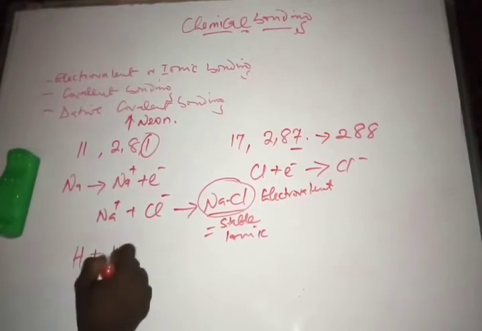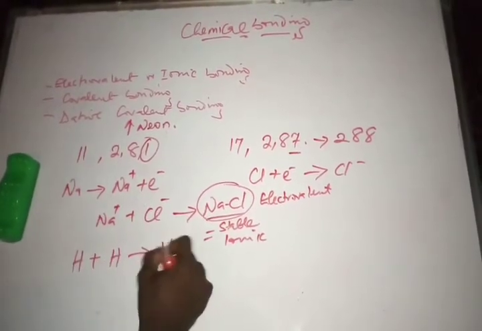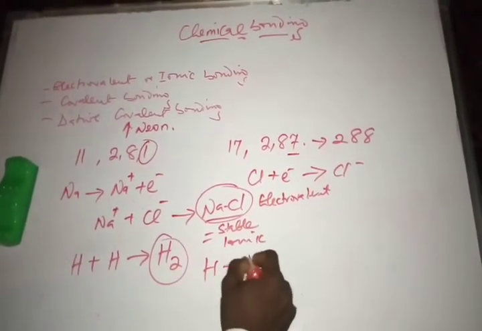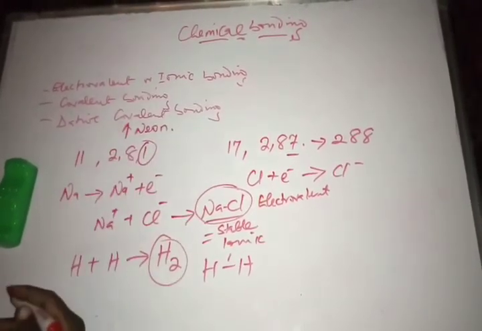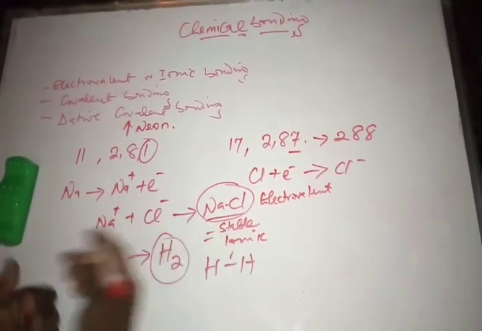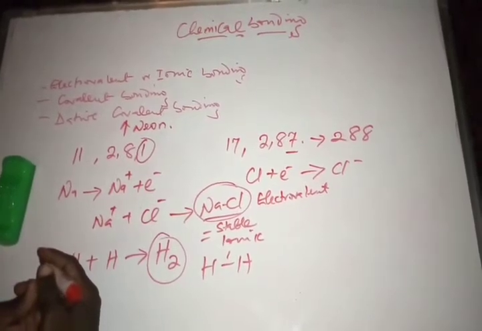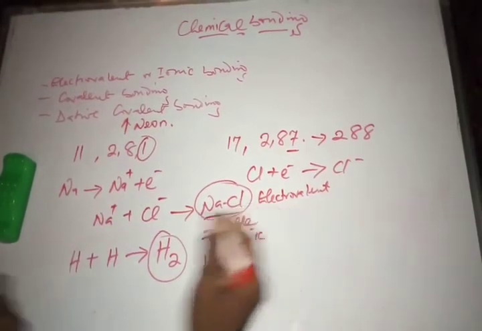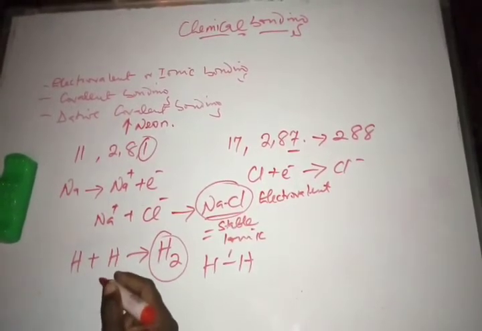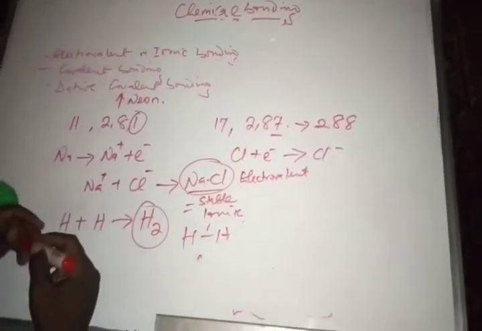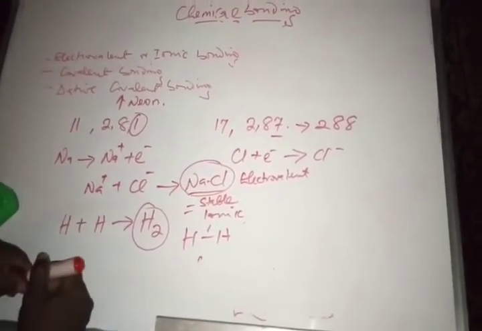It can react with another hydrogen to form hydrogen molecule, and the bond that exists in this hydrogen molecule is what is known as a covalent bond, and they normally exist in covalent compounds, that is in organic compounds, and they don't form ions in solution. That is, they are not soluble in polar solvents. They are soluble in non-polar solvents.